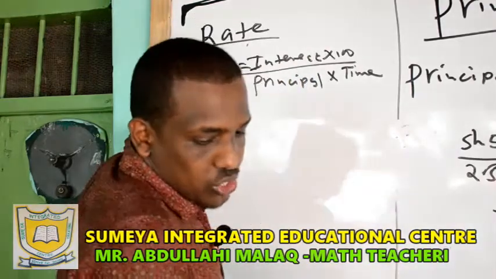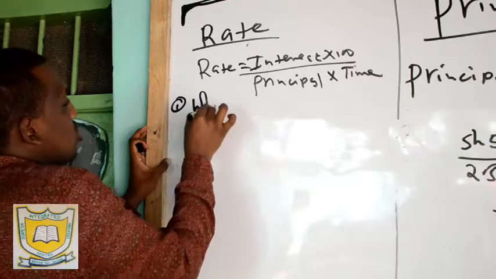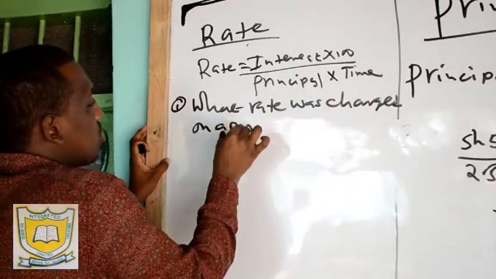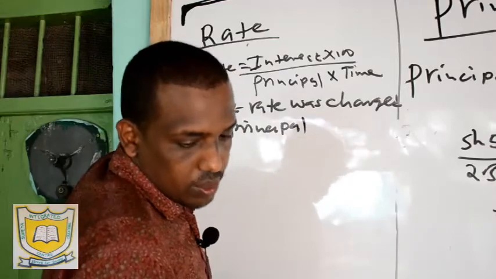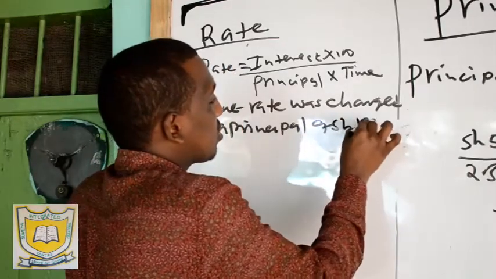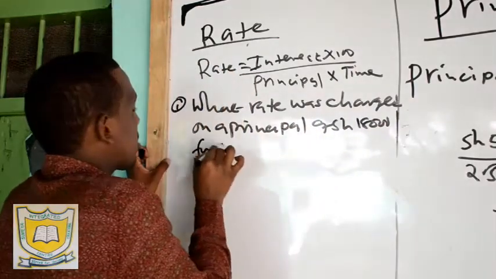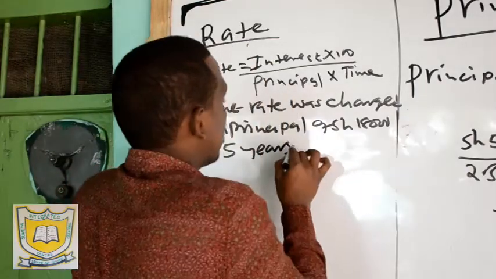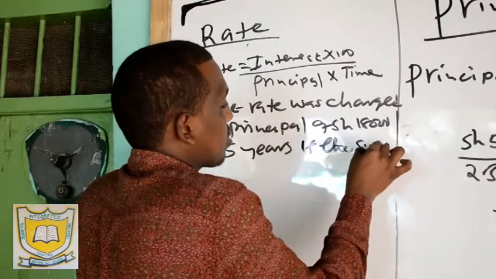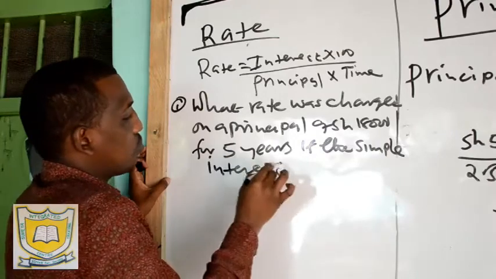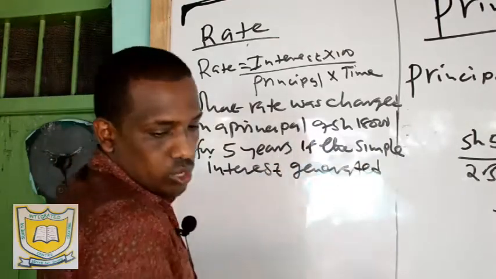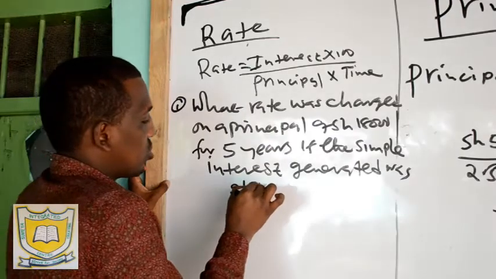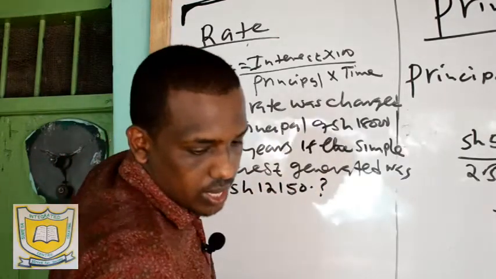Let's see. You are told, what rate was charged on a principal of shillings 18,000 for 5 years, if the simple interest generated was shillings 12,150? That's what they are asking, so they're asking the rate.